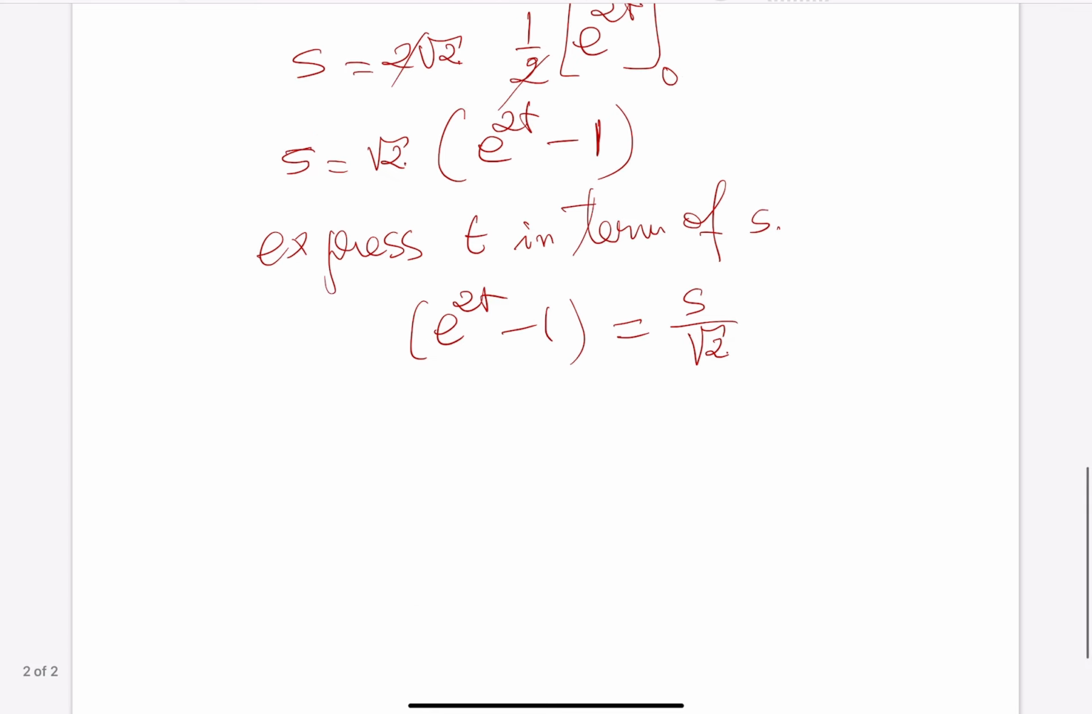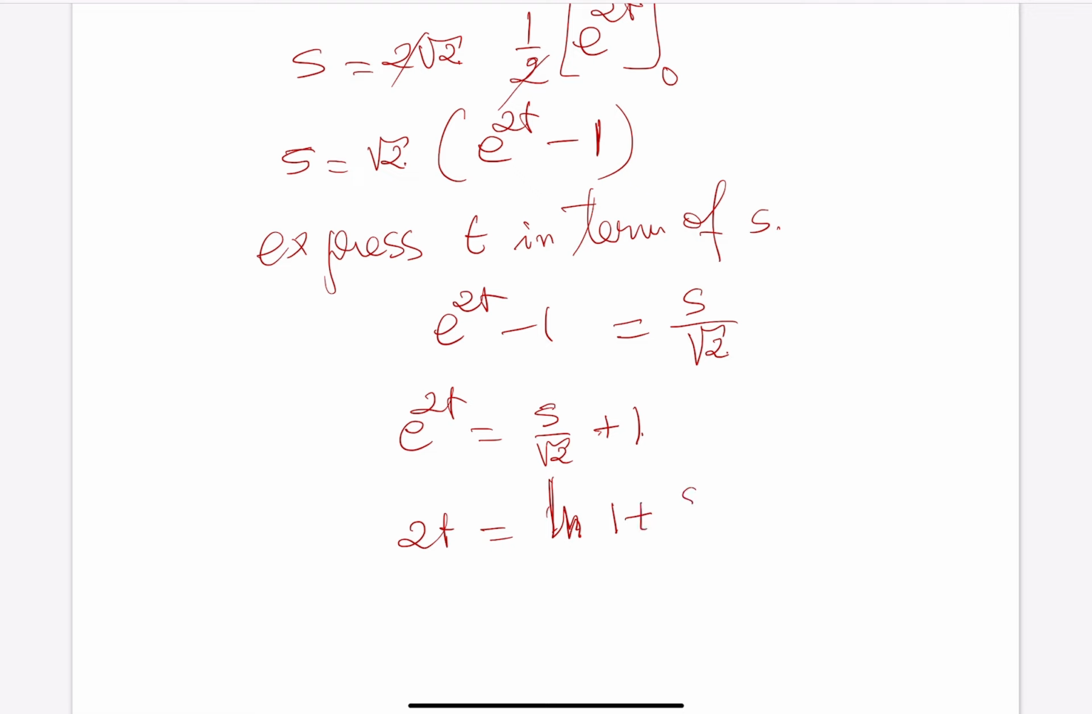So keep moving. So you have e to the 2t minus 1. You don't have to put the parentheses no more. So e to the 2t is just add both sides by 1. You have s over square root of 2 plus 1. And now take the ln both sides. The e will cancel out. You have 2t, and you take the ln both sides, ln of 1 plus s over square root of 2. Okay?